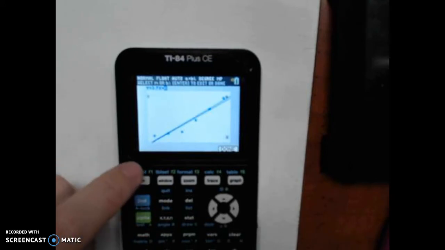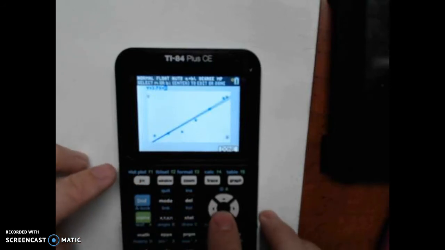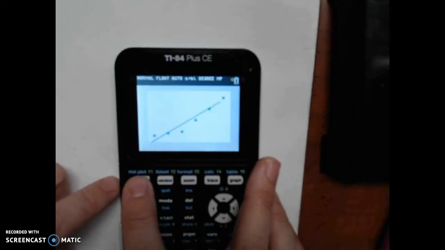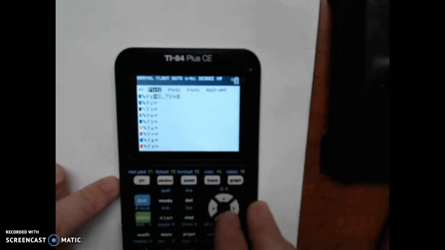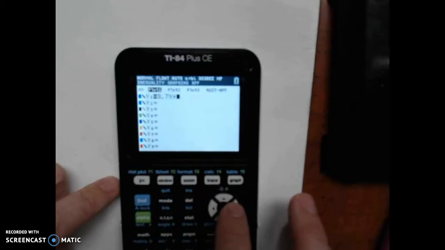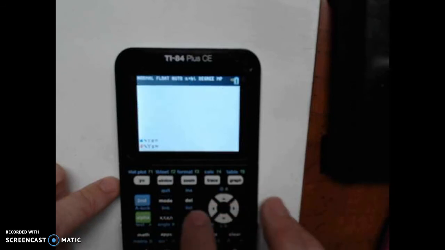So now when you press Y equals, it'll graph the line of best fit. And you can have it put in, it just actually has my other one. It doesn't have my line of best fit anymore. It put in my stupid one.